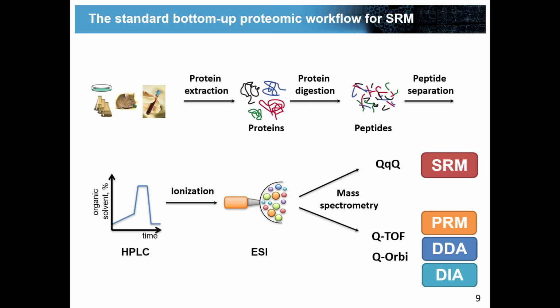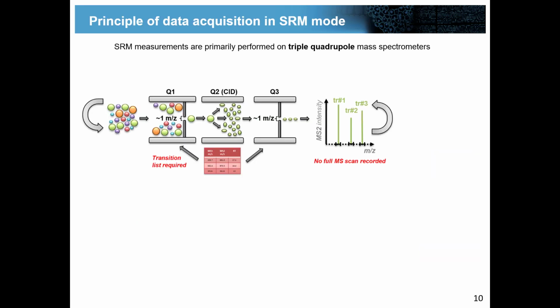So an SRM experiment, by definition, can only be performed on a triple quadrupole mass spectrometer. And I will now mainly look into this data acquisition on triple quads in SRM mode. As the name already suggests, in this mass spectrometer you have three quadrupole mass analyzers working in a row. The first and the third quadrupole both serve as mass filters, and the second quadrupole in the middle serves as the collision cell.